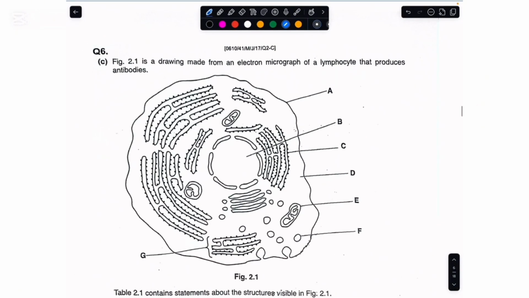Now, if I come on to this question number 6 that we have here, this figure 2.1 is a drawing made from the electron micrograph of a cell, and that cell is a lymphocyte. A good thing about the lymphocyte is that it makes the antibodies. Now you know that there are pathogens in our external environment and they can enter our bodies. So my body has these lymphocytes and the phagocytes, and the lymphocytes produce antibodies. Antibodies are proteins, and these antibodies provide protection against the pathogens.